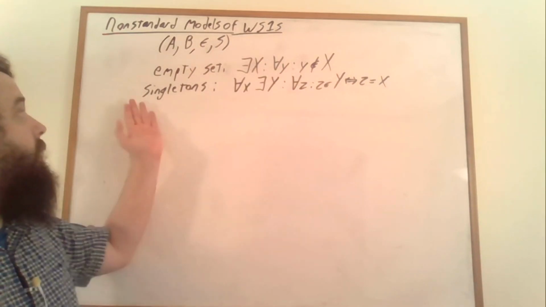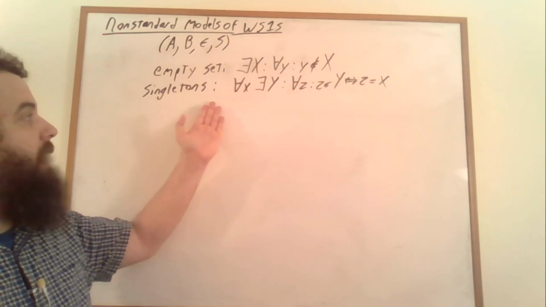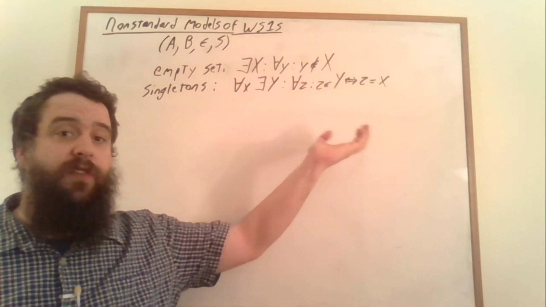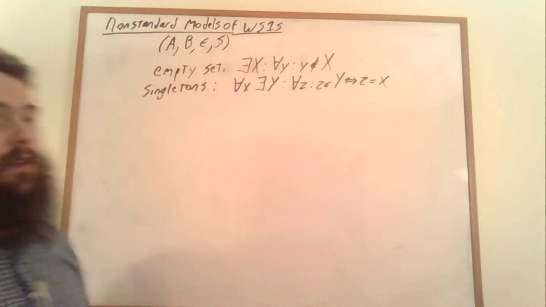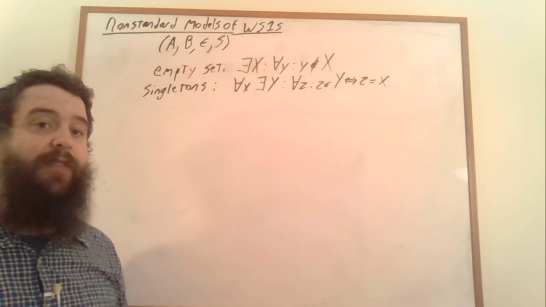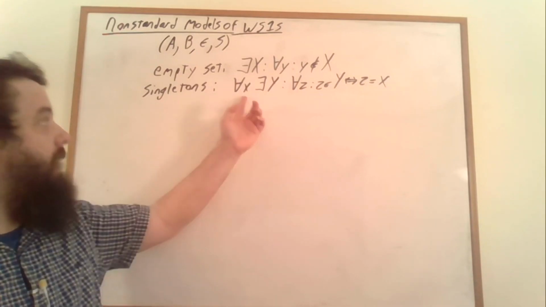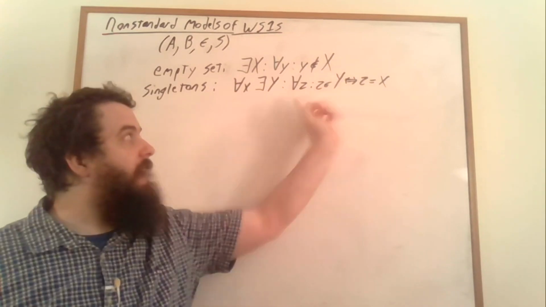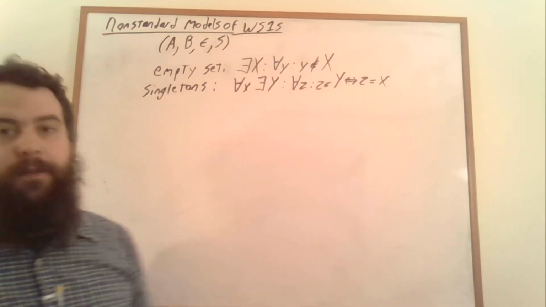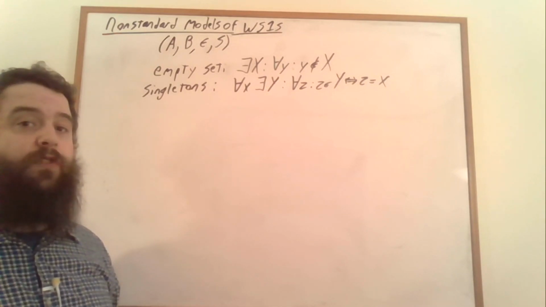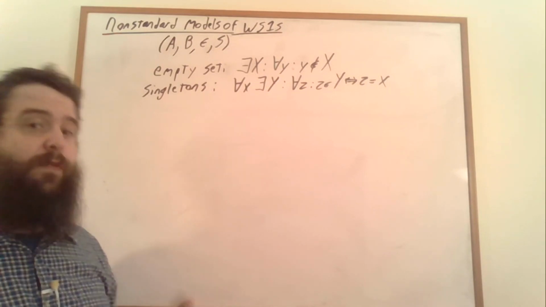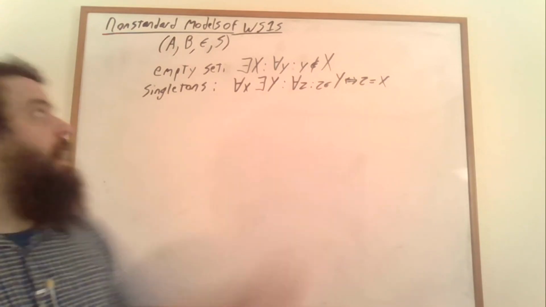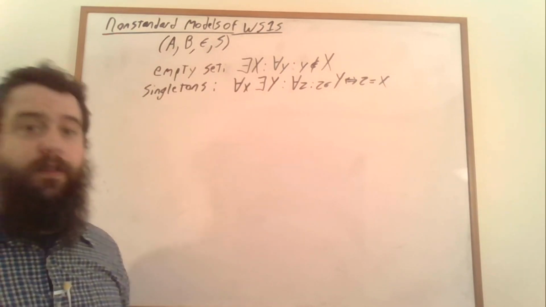Similarly, our standard model has a singleton property, and because we can express that singleton property as a first-order logical sentence, we know that our non-standard model is also going to have that singleton property. For any first-order object, there exists a second-order object that only contains that object. And that's going to be our general approach, identifying properties that our standard model has that we can also write down in first-order logic, and therefore our non-standard model is going to have.